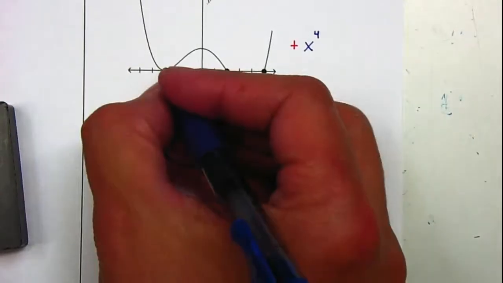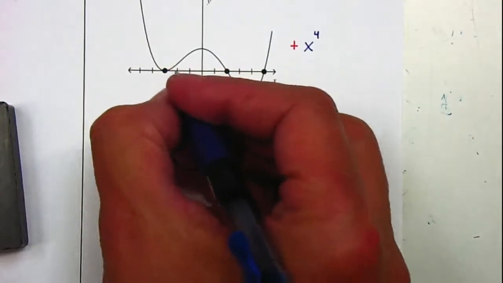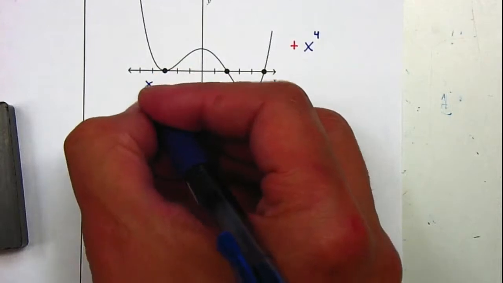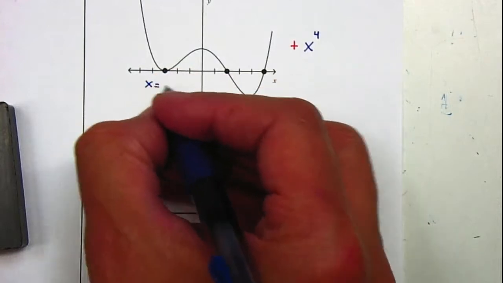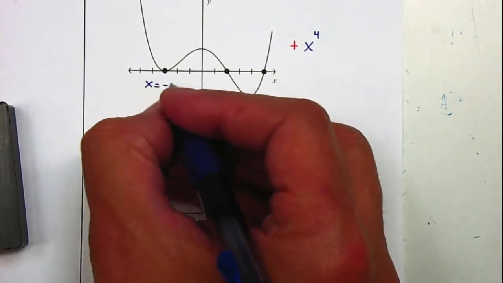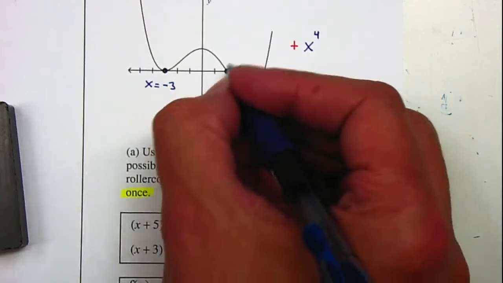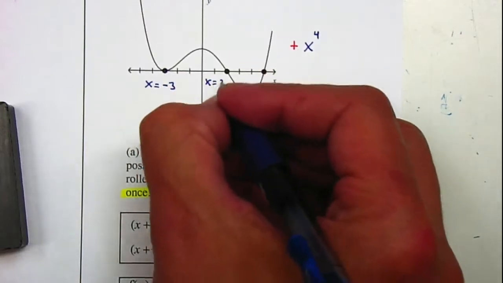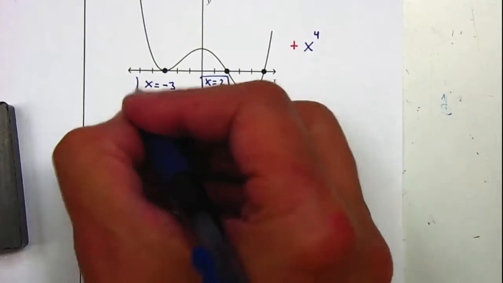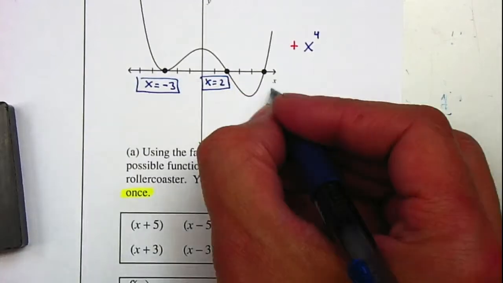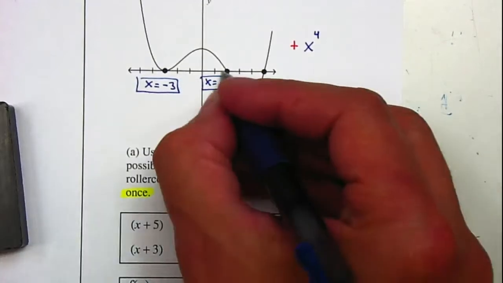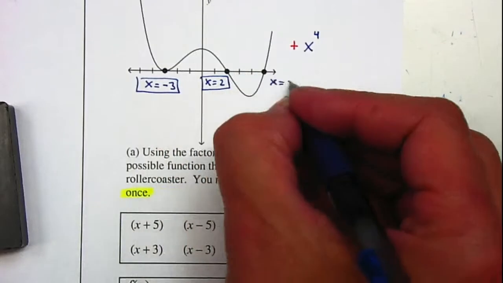And I'm going to find the roots. The roots in this case we have 1, 2, 3. Remember, your roots are also called your x-intercepts, or your zeros, or your solutions. In this case it will be negative 3. Second root will be x equal to positive 2. And the next one is x is equal to 5.